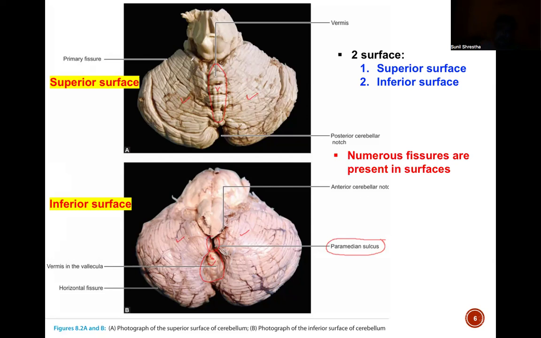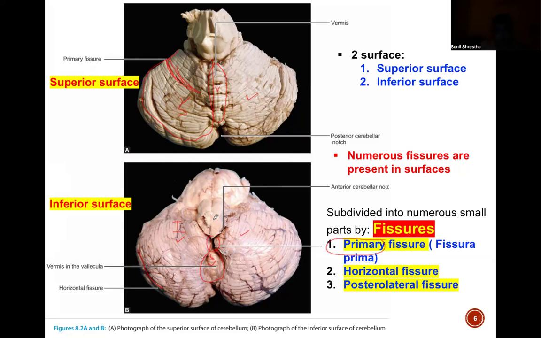So in this part as well, there are numerous fissures present in the cerebellum. The first fissure you might see here on the anterior surface is the primary fissure, or fissura prima. And between the superior surface and inferior surface, there is one fissure, called the horizontal fissure. The horizontal fissure actually divides the superior surface from the inferior surface.